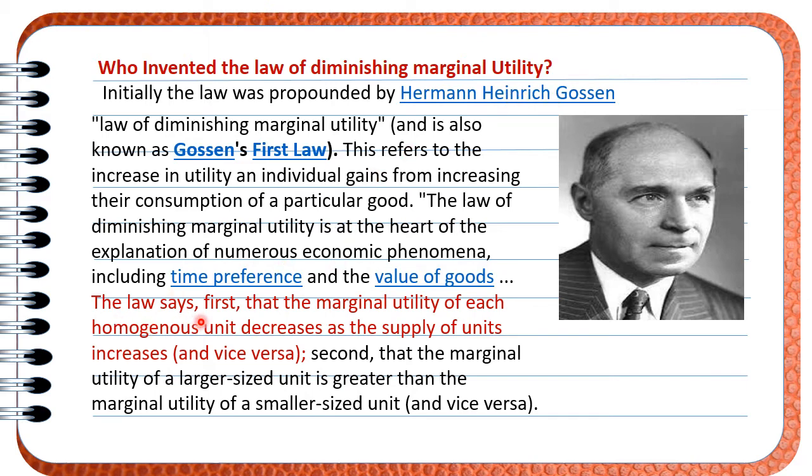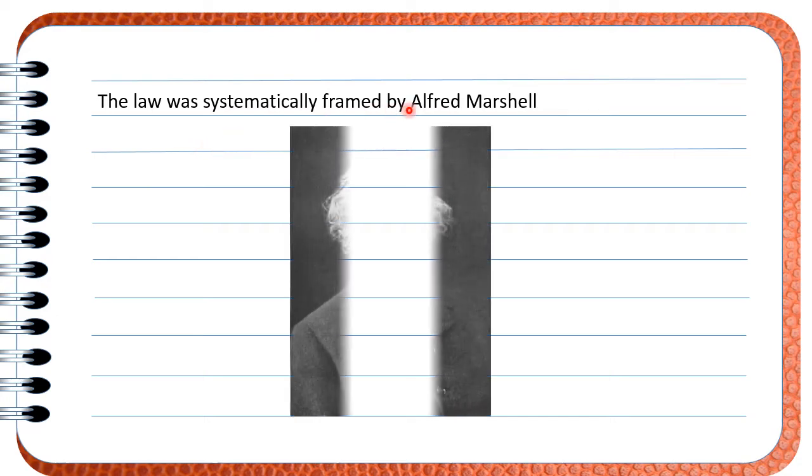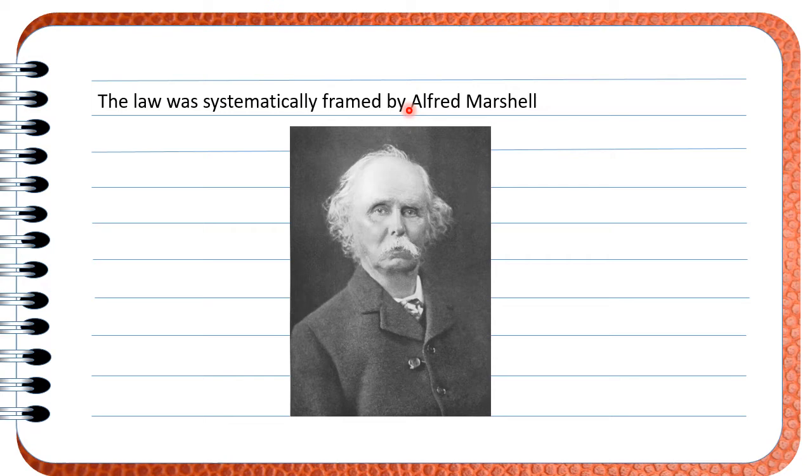According to him, the law says that the marginal utility of each homogeneous unit decreases as the supply of the unit increases and vice versa. The law was systematically framed by Alfred Marshall. So in the question, if they ask you who propounded the law, then the law of diminishing marginal utility was propounded by Gossen and systematically framed by Alfred Marshall. Just to pay respect, just to pay homage, this law is also called Gossen's first law of consumption.